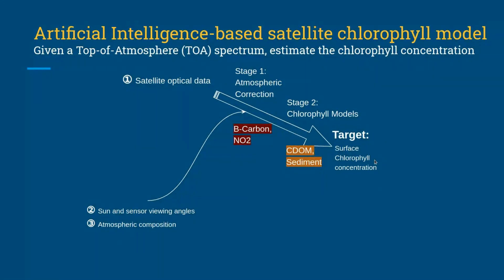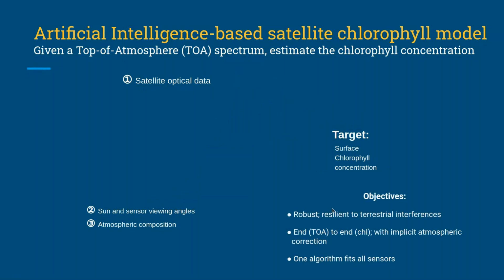What we want to do is to build a more robust algorithm resilient to these terrestrial interferences, in the air and in the water. And also, we want to build an end-to-end approach, using top of atmosphere satellite measurements as input and then deriving chlorophyll in one single algorithm instead of two stages. Because if you have imperfect atmospheric correction, then the product will have large errors. Then when you do the chlorophyll retrieval, you cannot do much about the input because the atmospheric correction is no good.